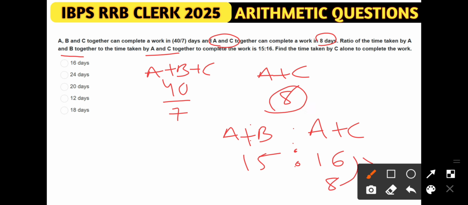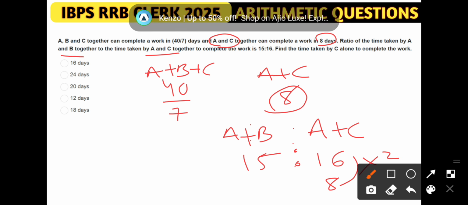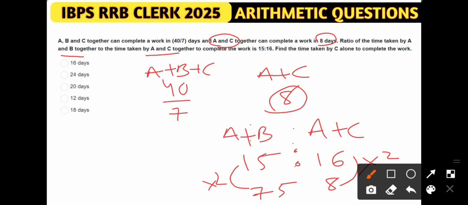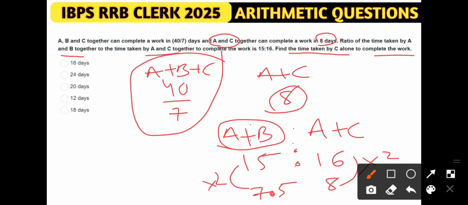Here A plus C will be completed in 8 days, so this is 16 parts, which is 2 times 8. So here it must also be 2 times, which will be 7.5 days. So A plus B completes the work in 7.5 days. Now the question asked is to find the time taken by C alone to complete the work. So we have the total A plus B plus C, and here we have A plus B. Now we are able to find the value of C.